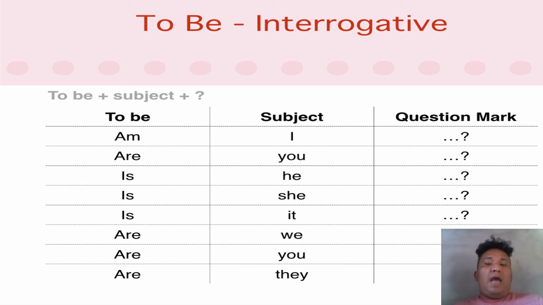Pueden observar am I, are you, is he, is she, is it, are we, are you, and are they. El vocabulario que le asigno al final casi es para que podamos complementar las oraciones. Por eso la estructura del verbo to be es un poco más fácil porque ustedes solo lo complementan con una parte del vocabulario. Go ahead.